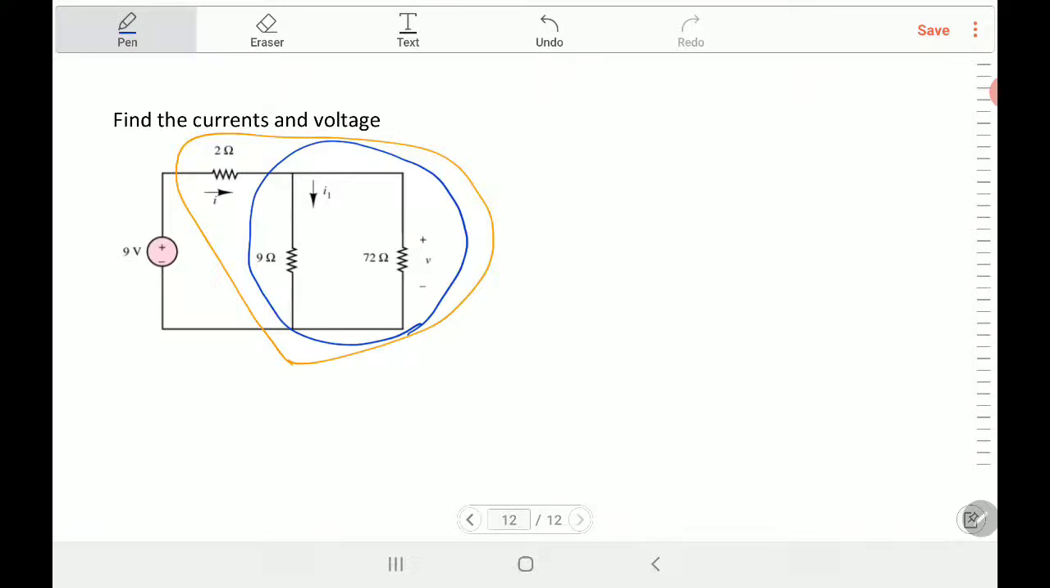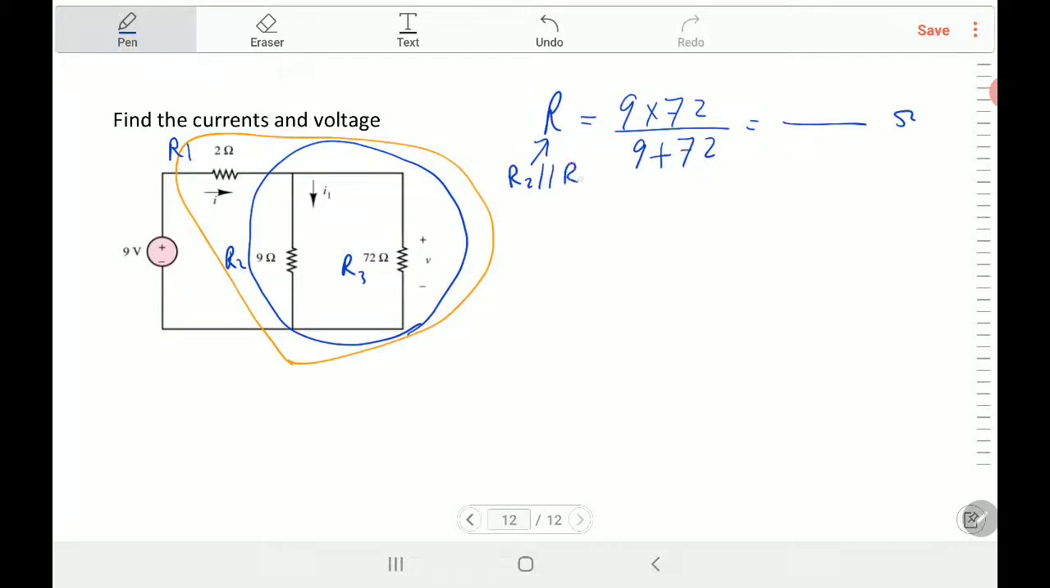They have the same voltage applied, and the current is divided in parallel. So I first find the R equivalent for 9 and 72. It is equal to 9 times 72 divided by the sum, and then find the value. For example, if you call these R1, R2, R3, this is the equivalent of R2 parallel with R3. Now we can replace these 2 parallel resistances by one resistance with the value we got here, which we call, for example, R4.